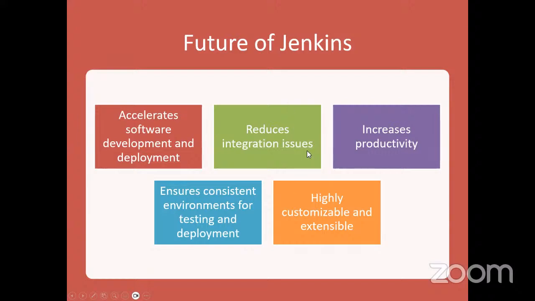So humans can make mistakes, machines cannot. So this machine process you are defining, you just do not have to worry about that after setting up this Jenkins. The integration will be done automatically as per the defined process.